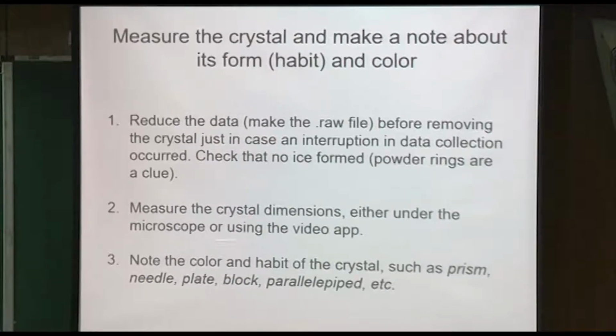Okay, and measure the crystal dimensions. Don't forget to do that, because you need to enter that at some point. And also note, either in a document on your computer or in your lab notebook, the color and the habit. The habit being the form, what we call the crystal form. Some of the terms people use are prism, needle, plate, block, parallelepiped. You can actually call it whatever you want. I think it's acceptable now by the CIF people. But these are the common things that you would say about the habit. Okay? So, like colorless prism would be okay.